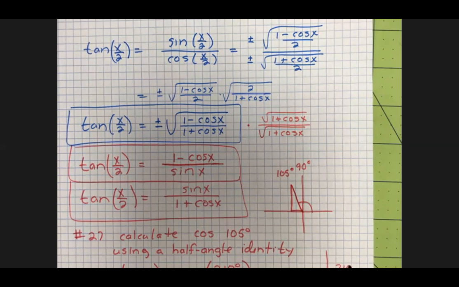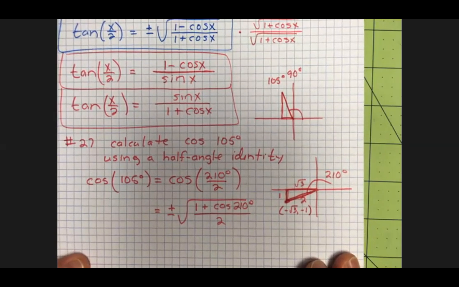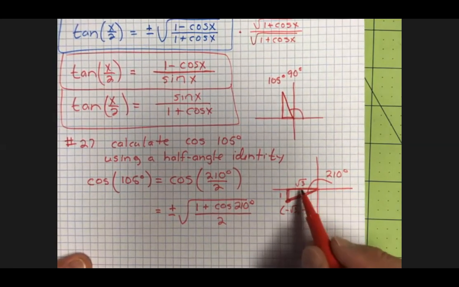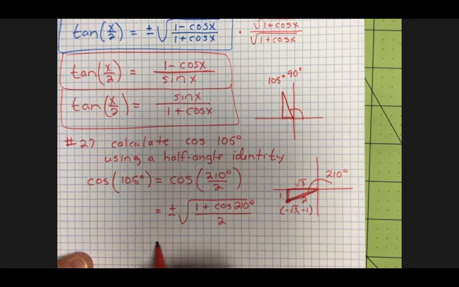So 210 degrees. What's the cosine of 210 degrees? Minus root 3 over 2. Oh, sorry. Thank you. The cosine of 210 degrees is minus root 3 over 2. Plus or minus the square root of 1 plus minus root 3 over 2, divided by 2, plus or minus.